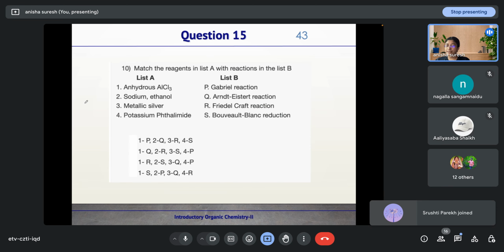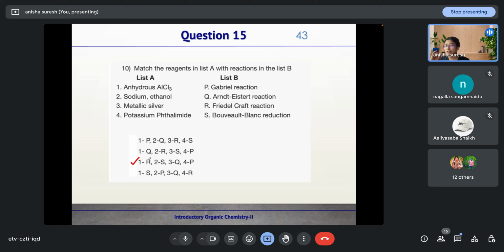Now coming to the last question of today's session. Match the reagents in list A with the reactions in list B, and we have been given four options, out of which we need the right match. So anhydrous AlCl3, sodium and ethanol, metallic silver, potassium phthalimide are given as reagents, and the reactions are also given. We have to match them. So we are telling option C will be the right answer.